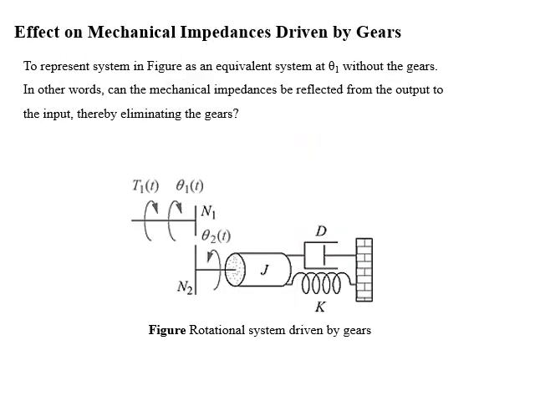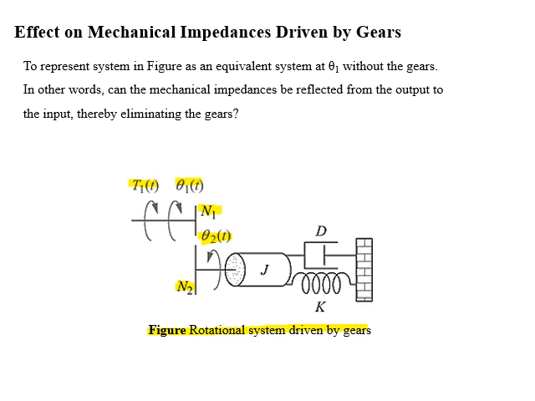Dear students, next topic is effect on mechanical impedances driven by gears. To understand this, see the figure in which a rotational system is given which is driven by gears. In this system, input torque or applied torque T1(t) is applied at input gear whose number of teeth are represented by N1. As input gear rotates, it rotates the output gear having number of teeth represented by N2, and the angular displacement covered is represented by theta 2(t).